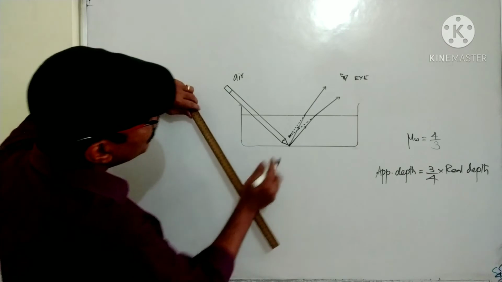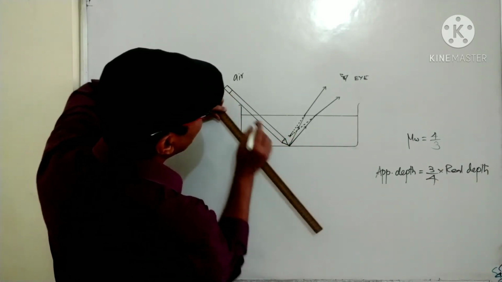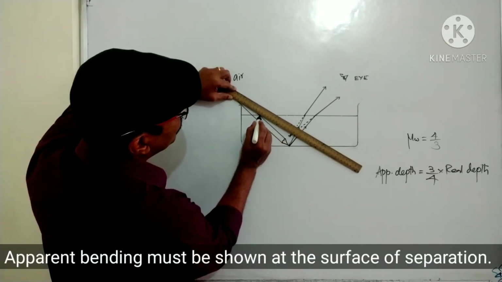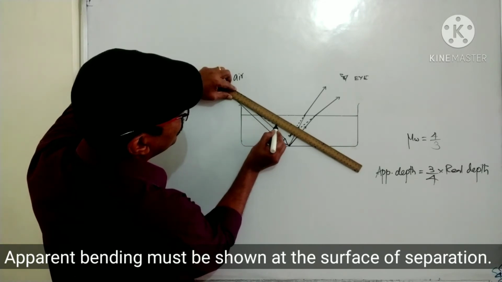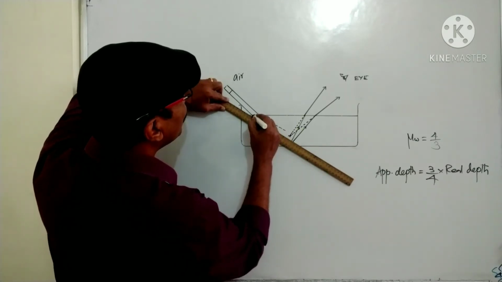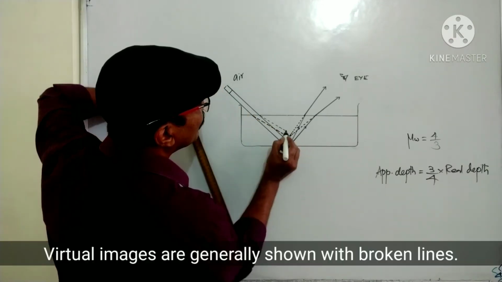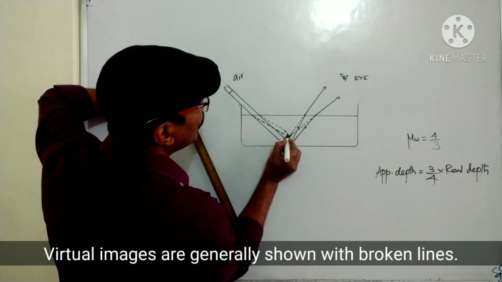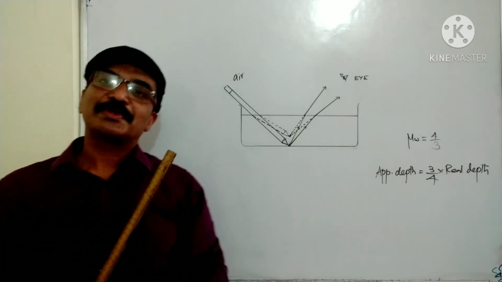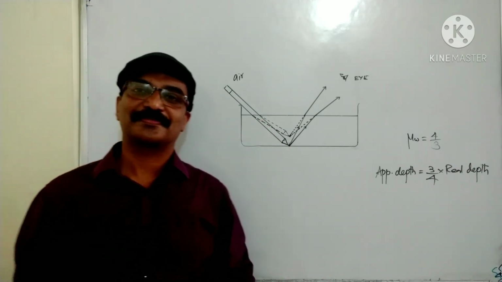Then here we have to draw. This is the tip of the pencil, right? So that tip, how do you draw that? From here, from the surface, you can draw here. The image formed here is not a real image, so we are showing it with a broken line. So this image is not a real one, and I show it with a broken line. This diagram will show the apparent bending of a pencil when it is partially immersed in water.